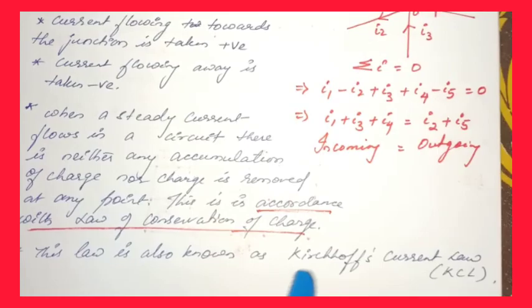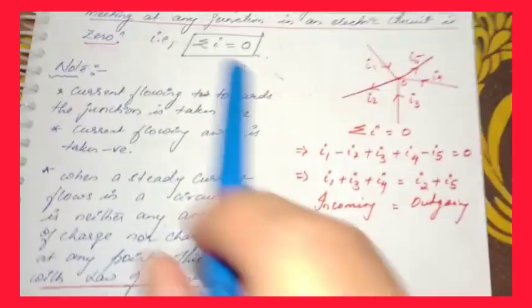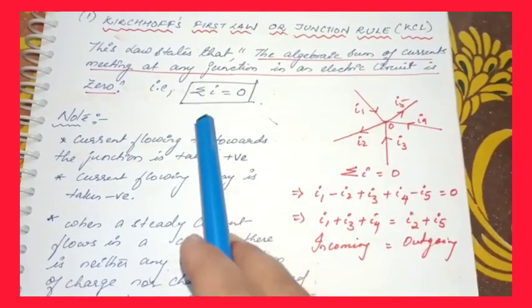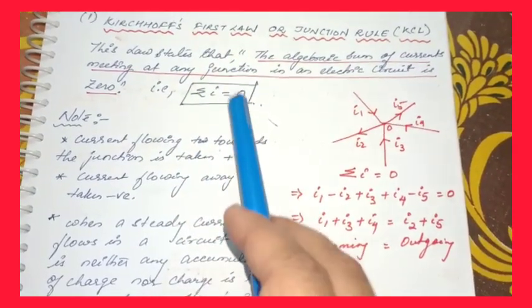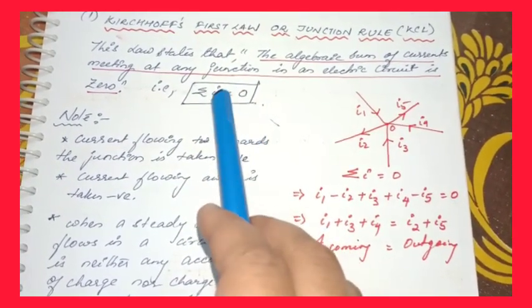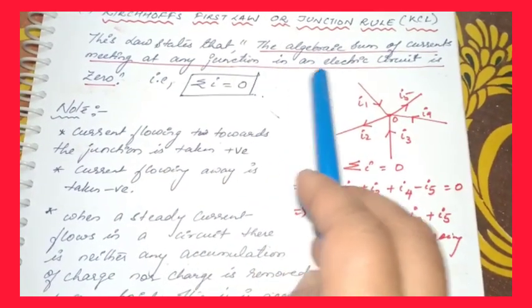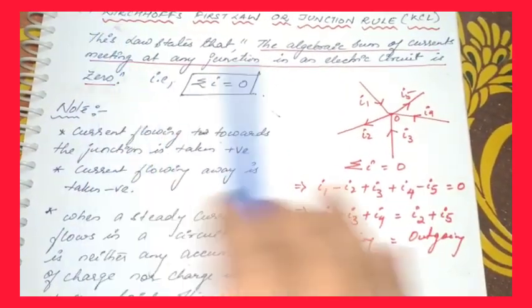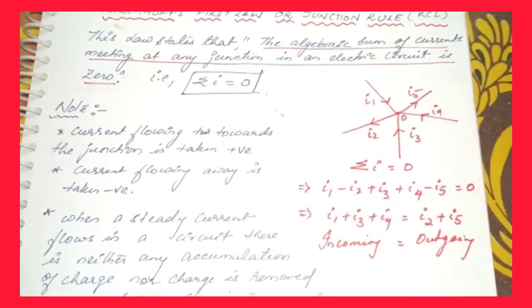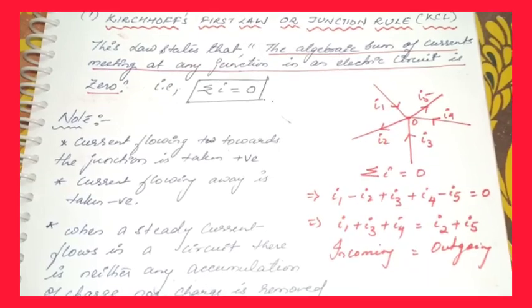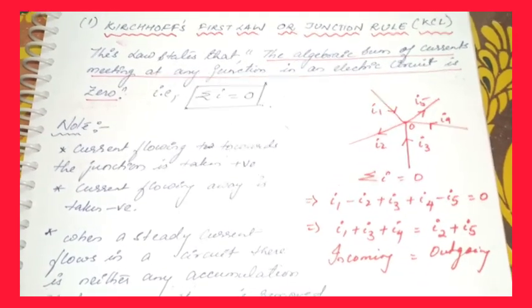current law. So Kirchhoff's current law is nothing but Kirchhoff's first law or the junction rule, where the total current at any junction will always be equal to 0. So the algebraic sum of currents meeting at any junction is always equal to 0 in any electrical circuit. This is one of the most fundamental laws in electricity. So let us go to Kirchhoff's second law or the loop rule.